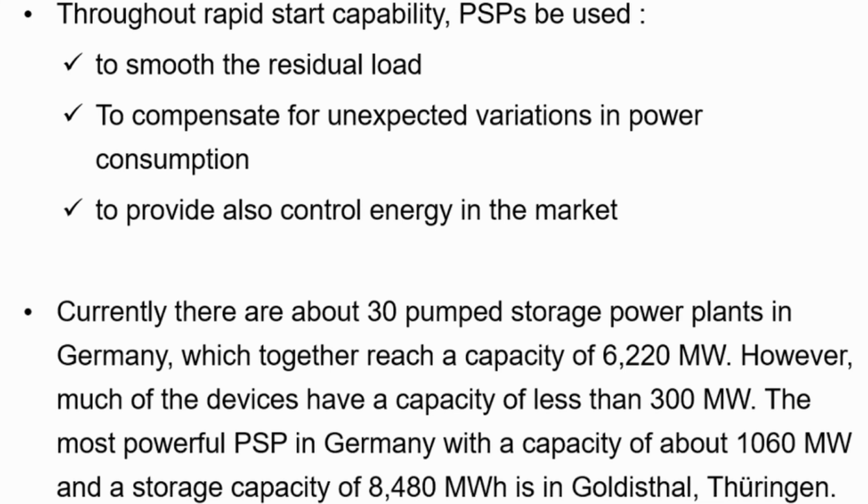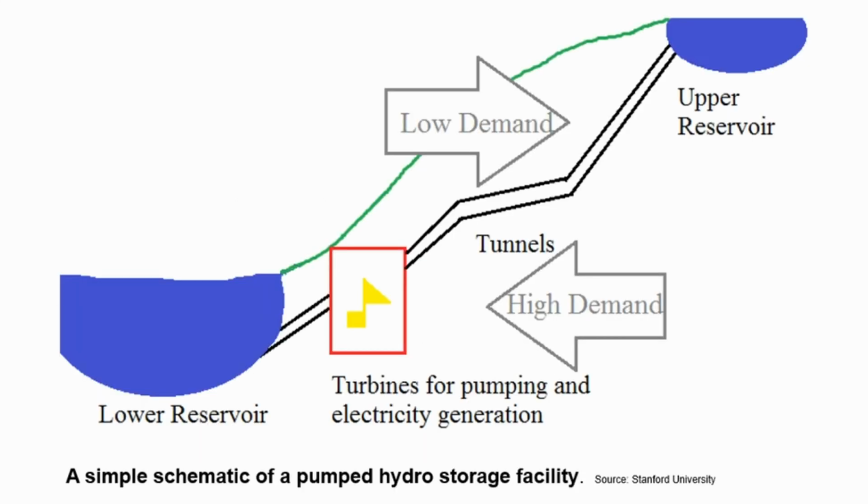In Germany now we have currently about 30 pumped hydro storage power plants, which have together a power of 6.2 gigawatts. Many are small. They have a power of less than 300 megawatt. The most powerful pumped storage power plant in Germany has about 1 gigawatt and a storage capacity of about 8.48 gigawatt hours. And it's located in Goldisthal. I will show you some pictures of that later.